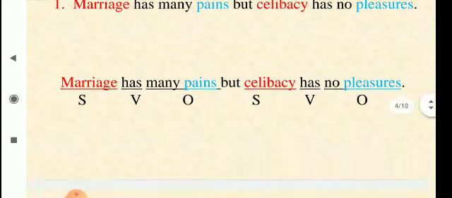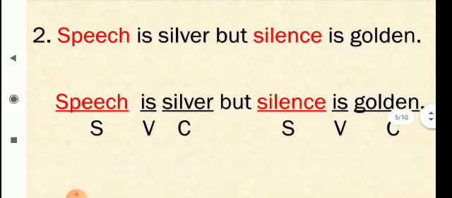Now let us take up the second example. Speech is silver, but silence is golden. Is that okay? Now in the first clause we are talking about speech. In the second clause we are talking about silence. Contrary ideas, opposite meaning. Now let's analyze the grammatical structure. Speech is subject, is verb, silver complement. The clause analysis of the first clause is subject, verb, and complement.